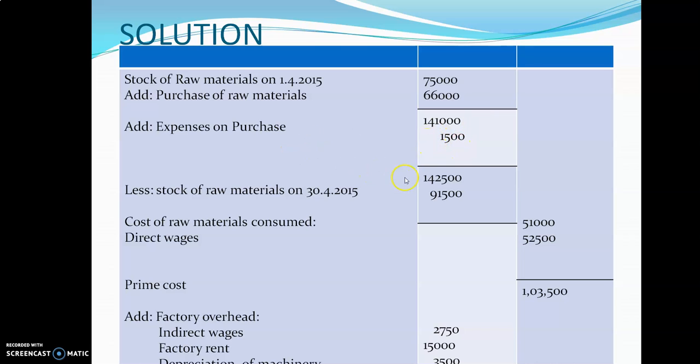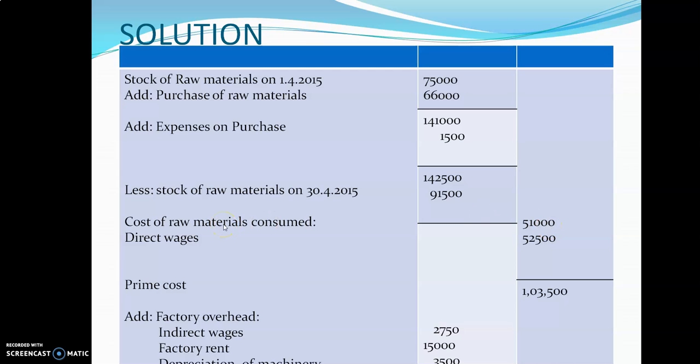1,500, you will get 1,42,500. Now we will minus less stock of raw materials on 30th April 2015, means closing stock of raw materials you have to minus, that is 91,500. So after doing the material part, you will get cost of raw materials consumed, that is 51,000.